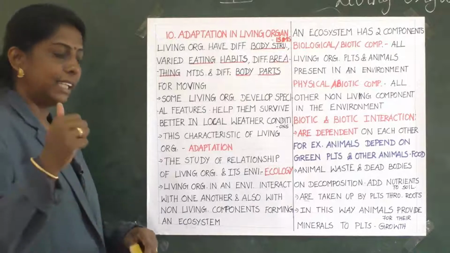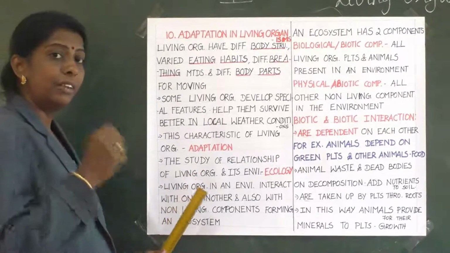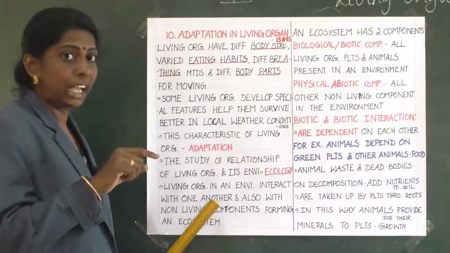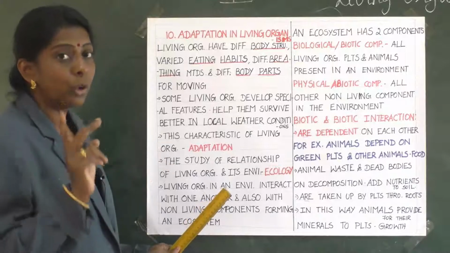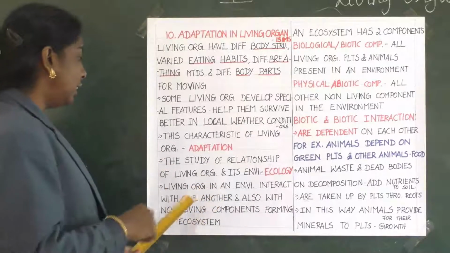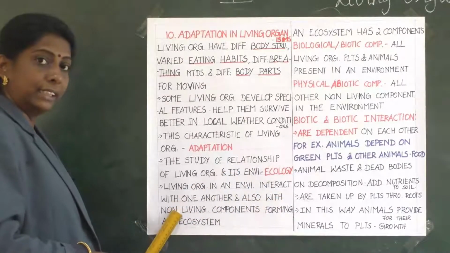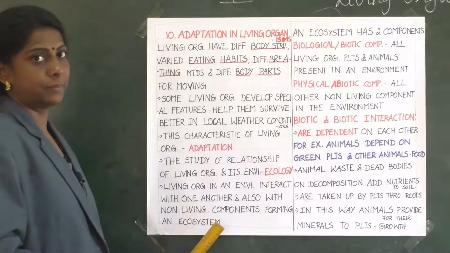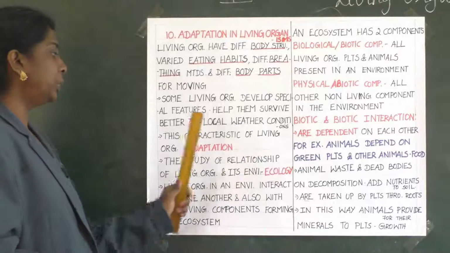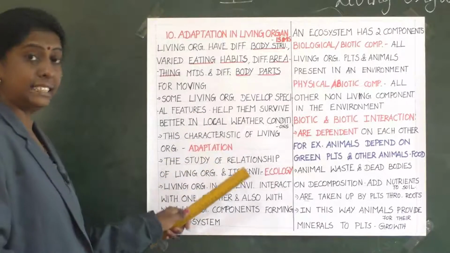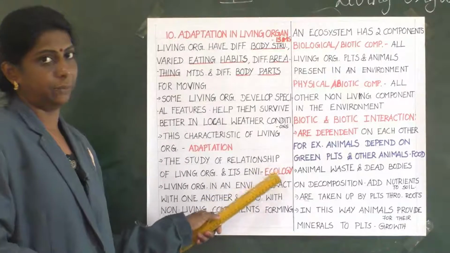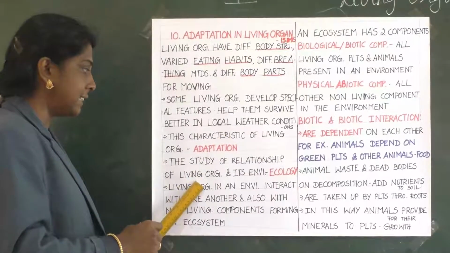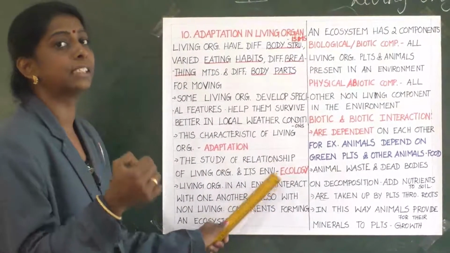Now, next thing about living organisms. Living organisms in an environment interact with one another. Two living organisms can also interact, or else a living organism with a non-living component can also interact. Living organisms in an environment interact with one another and also with non-living components, forming an ecosystem. Clear? So, the study of the relationship of living organisms and their environment is said to be ecology. Once again, I repeat, the study of the relationship of living organisms and their environment is termed as ecology.